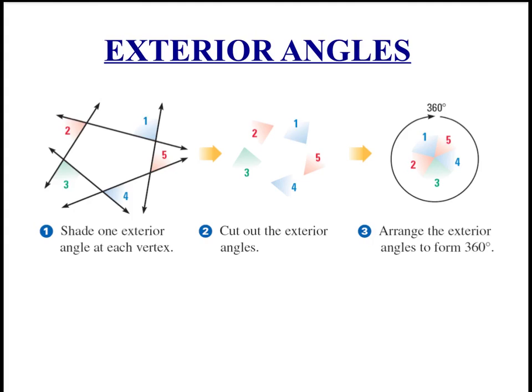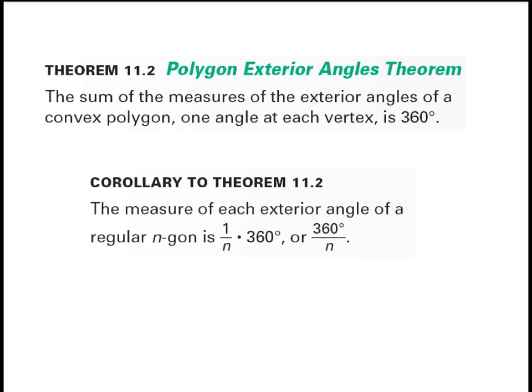And that leads us into our next theorem, 11.2, which says the sum of the measures of the exterior angles of a convex polygon, one angle at each vertex, is 360. So we know that if we add up all the exterior angles of a polygon, it's going to be 360 degrees. Now the corollary to theorem 11.2 says the measure of each exterior angle of, once again, a regular n-gon is 1 over n times 360, or 360 over n.